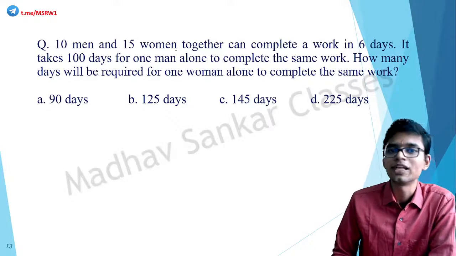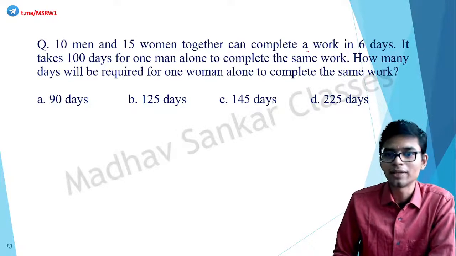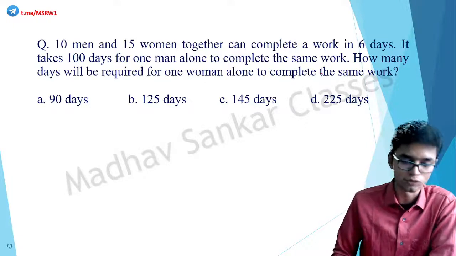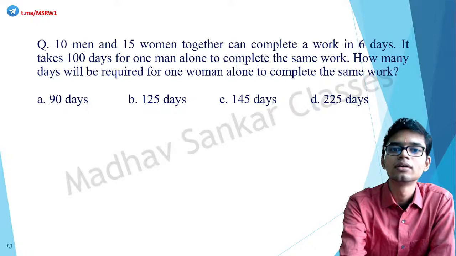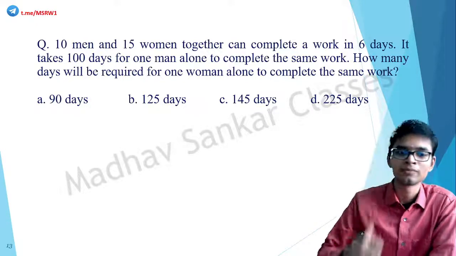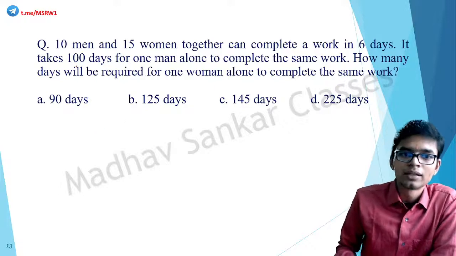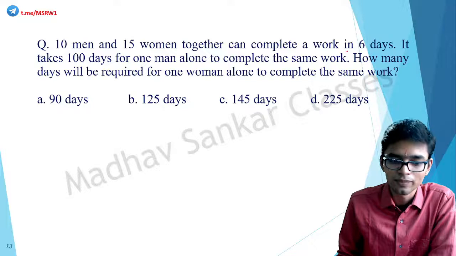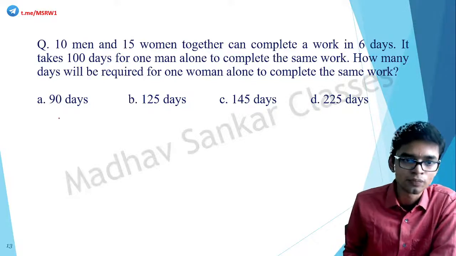10 men and 15 women together can complete a work in 6 days. It takes 100 days for one man alone to complete the same work. How many days will it require for one woman alone to complete the same work? Difficult or easy? Actually very easy. Think about it. 10 men and 15 women together can complete a piece of work in 6 days. So 10 men plus 15 women.